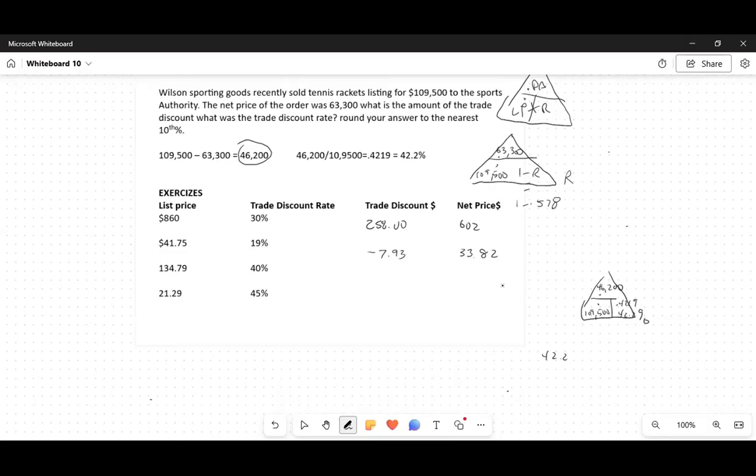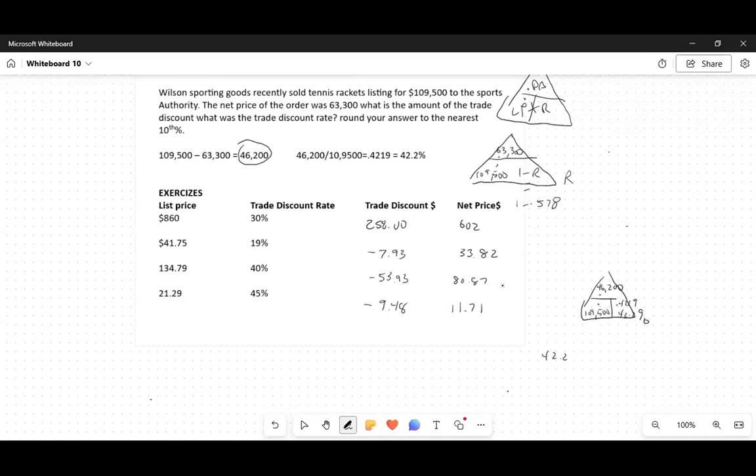If I had a $134.79 item, and I got a 40% trade discount, 40% of that, if I multiplied those together, would be $53.93. If I subtracted that discount from the original list price, that would give me my net price of $80.87. And then same thing here. My 21.29 at a 45% discount came out to a $9.48 discount. So I can minus that from the 21.29, which means my net price is $11.71.